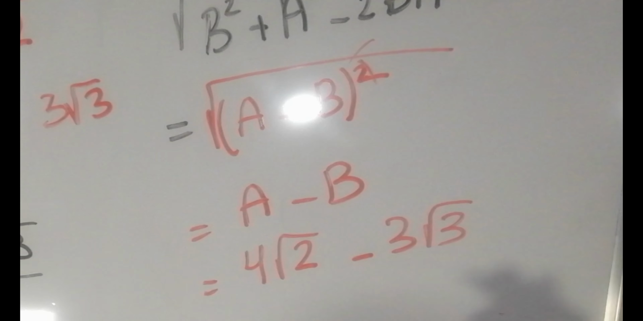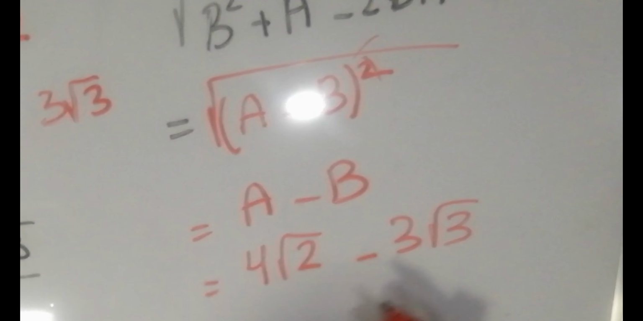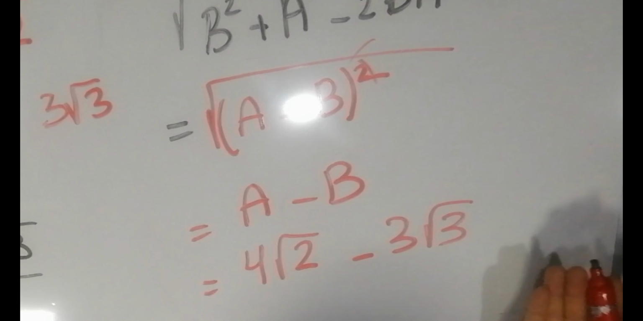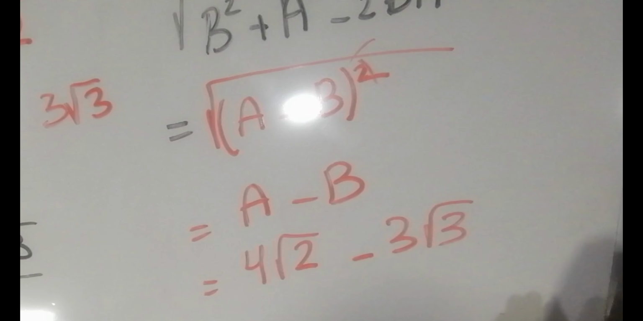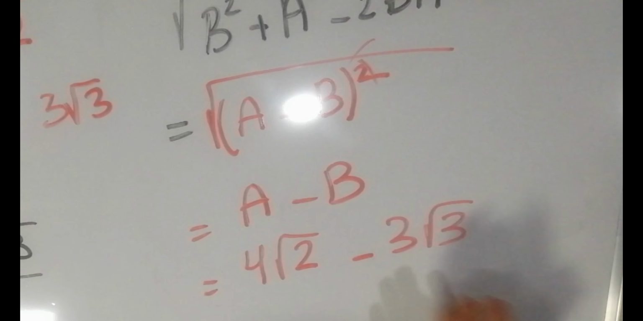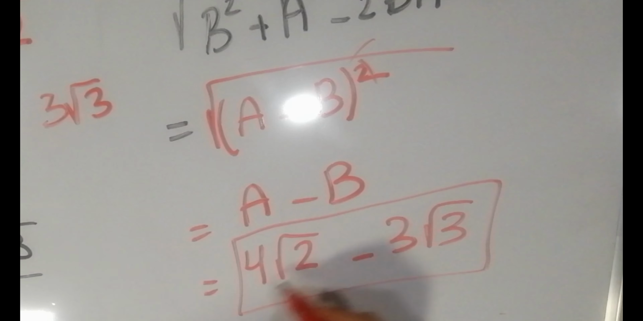Okay, let's see if we can do anything for this expression. So this is radical 2, this is radical 3. Can I simplify it more? No, because this belongs to the group of radical 2 and this to the group of radical 3, so I cannot combine them, I cannot add them or subtract them. So this is our final answer, 4 radical 2 minus 3 radical 3.